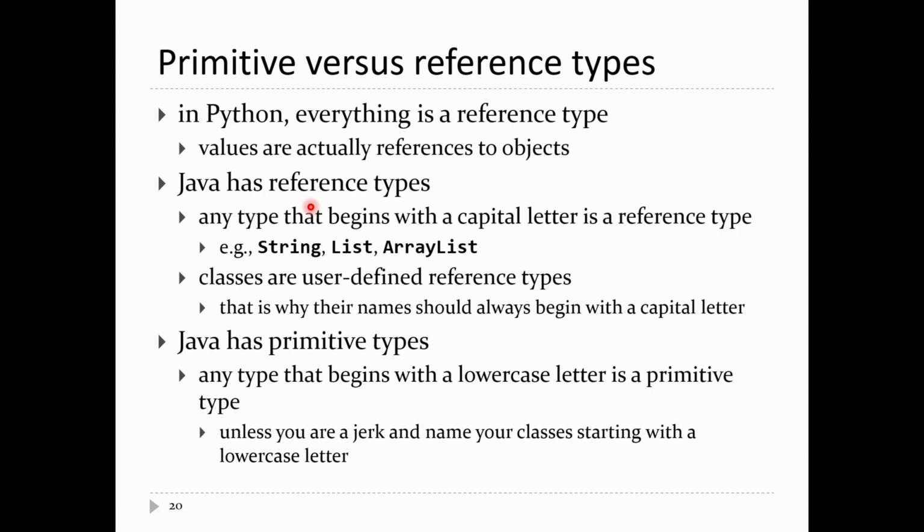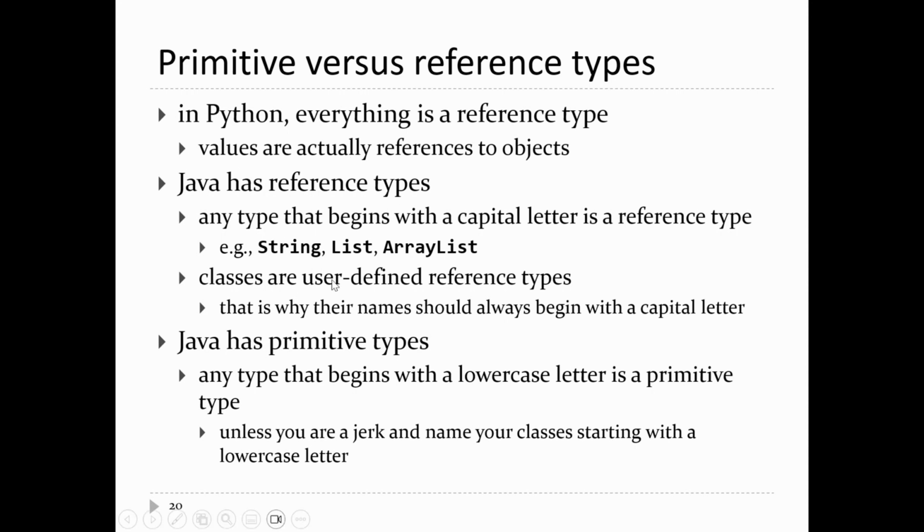In Java, the exact same thing is true. If you make a string in Java, String s equals hello world, you get a variable s. You get a string object that represents the string hello world. The value that's stored in s is a reference to that object that represents hello world.